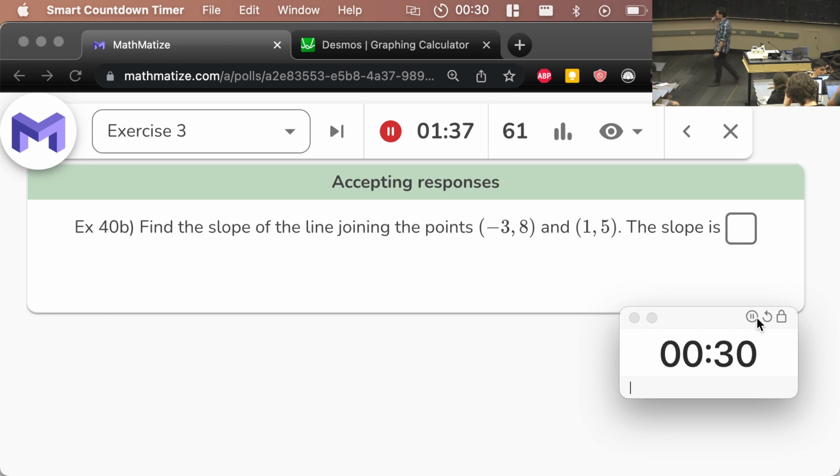Okay, so I closed the QR code by accident. If you need to access Mathematize, you can use this 4-letter code, SWRL today.